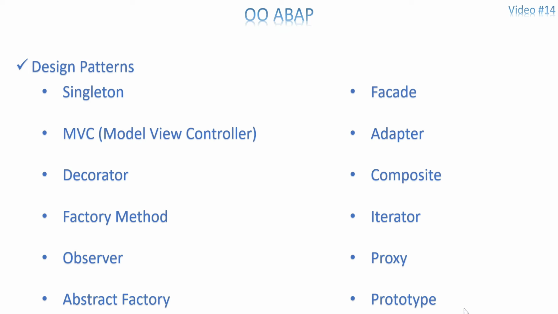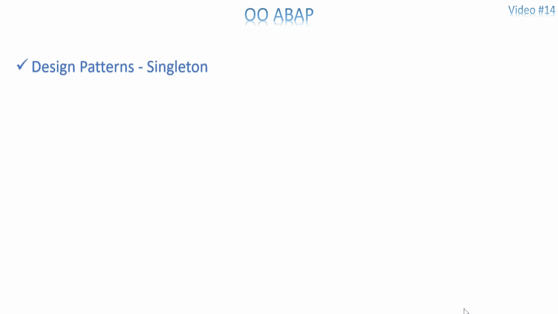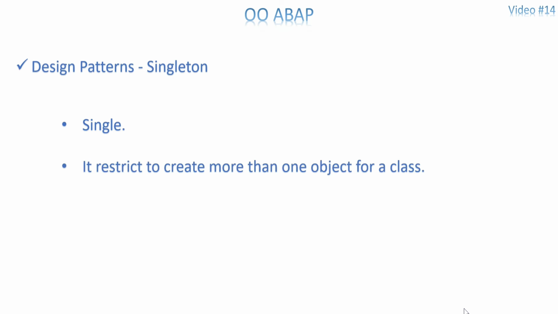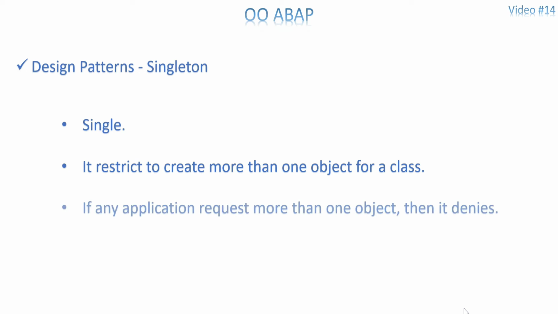Okay, so these are the design patterns, and the first one is singleton. Singleton is nothing but, from the name itself, you're able to understand: single. Meaning it's going to create only one object reference for you, or one object, whatever it is. And it restricts creating more than one object for a class.